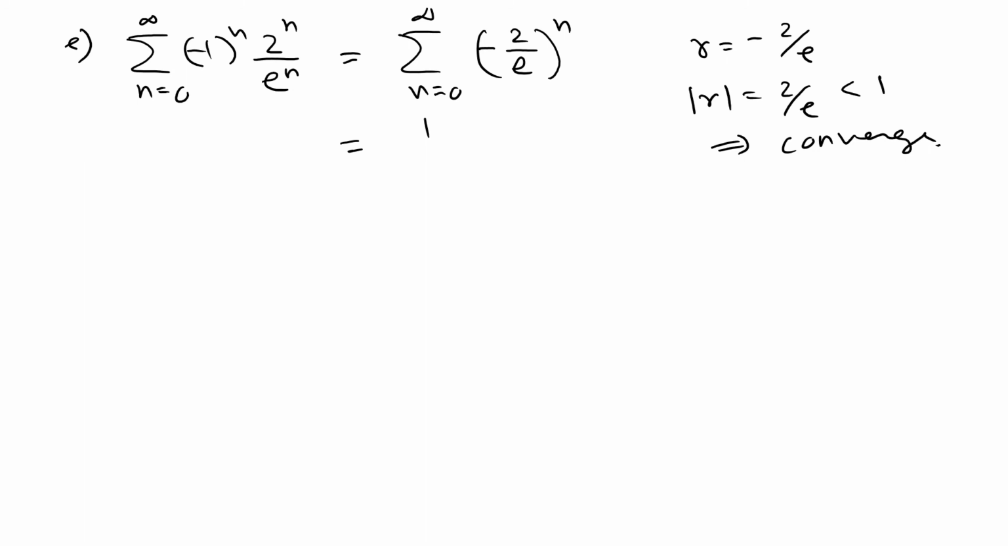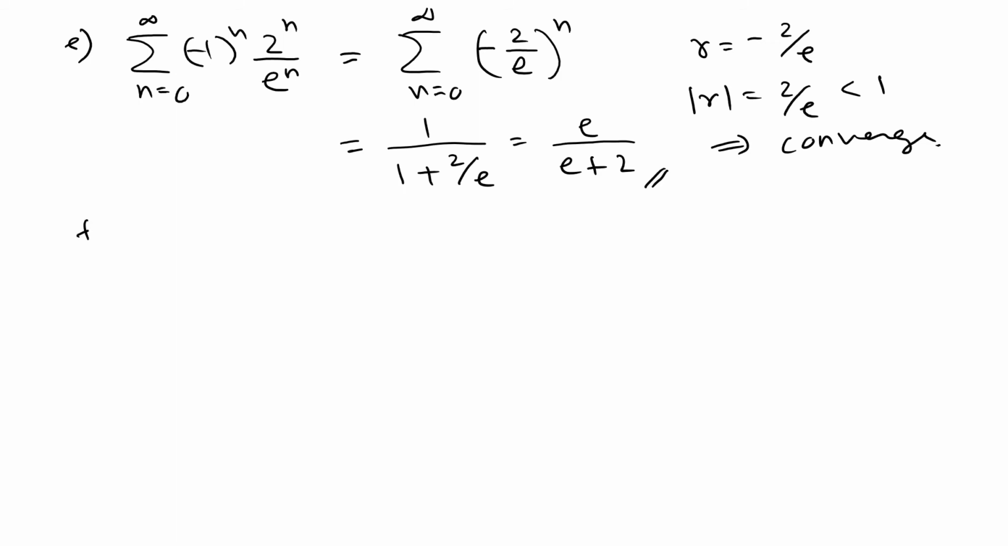Because when you apply n equals 0, the series is 1 over 1 minus, minus becomes plus, so 2 over e. Now what we're going to do is multiply the top and bottom by e. If you do that, you get e over e plus 2. So that's what it's going to converge to. So that's about that.